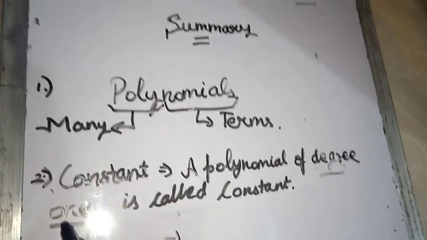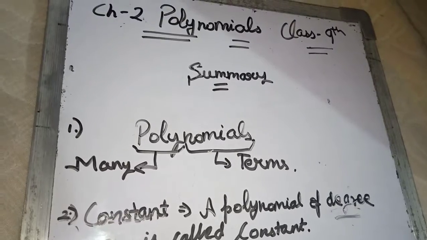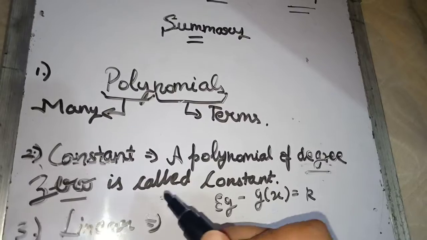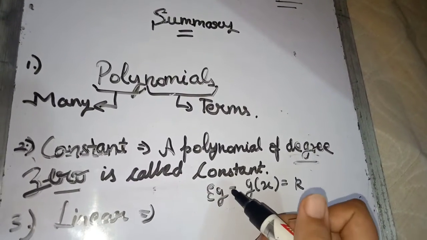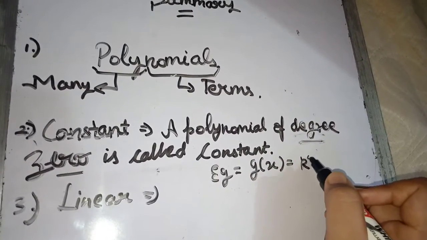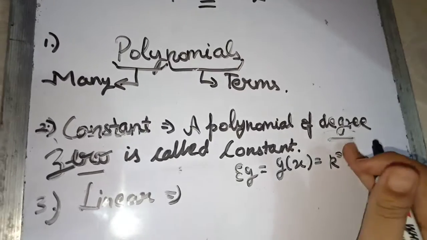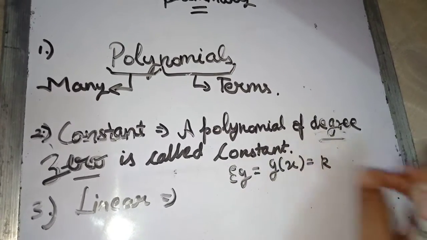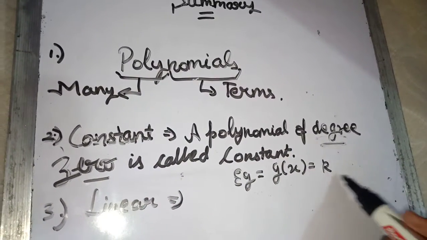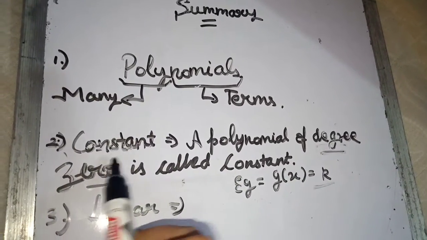Now the second point is constant. So the constant meaning is that a polynomial of degree 0 is called constant. Example, we have taken g of x is equal to k. So k value is 0. So obviously it is k only. So we cannot consider 0 as any degree or something. So we will take g of x is equal to k. So the highest power is 0. So it is the constant.